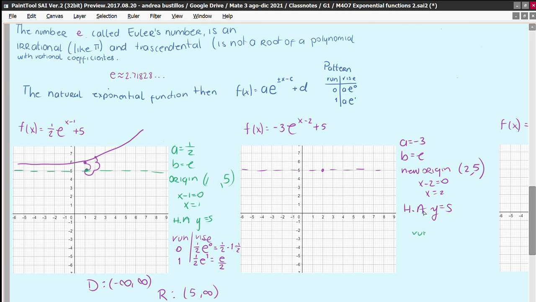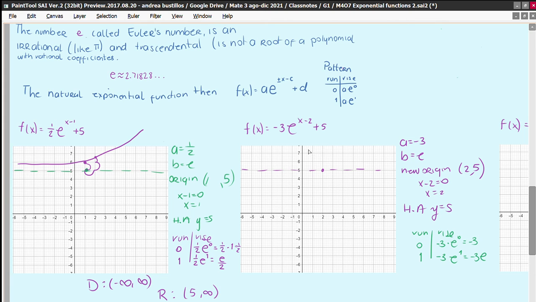Now, if I want to run rise, I know that if I run 0, I'm going to rise my leading coefficient, that in this case is -3, times e to the power of 0. And this is just -3 because e to the power of 0 is just 1. And if I run 1, I'm going to rise -3 times e to the power of 1. And this is just -3e.